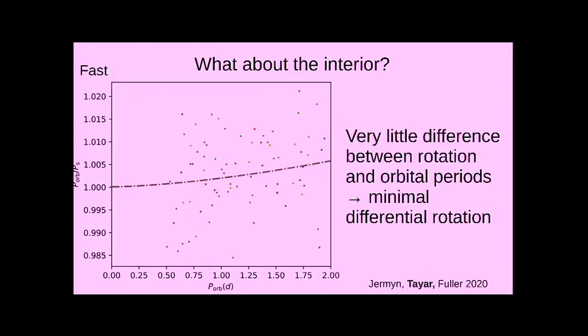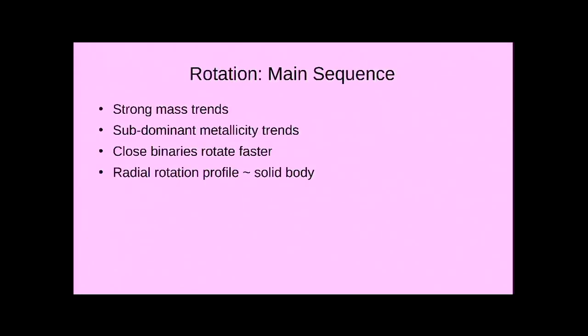And so you can actually go out and measure. We have large samples of tidally synchronized binaries. And when you do that, at short orbital periods, the orbital period and the rotation period tend to be about the same. And so it is roughly consistent with the idea that the whole rotation profile is more or less solid body, and so there's minimal differential rotation in these main sequence stars. And so on the main sequence, we see strong mass trends, but subdominant metallicity trends. We see close binaries rotating faster, and the radial rotation profile seems to be approximately solid body. So I'm going to again pause for 10 seconds, see if there are any questions before I go on.